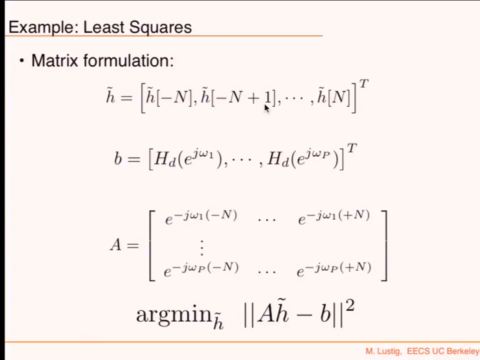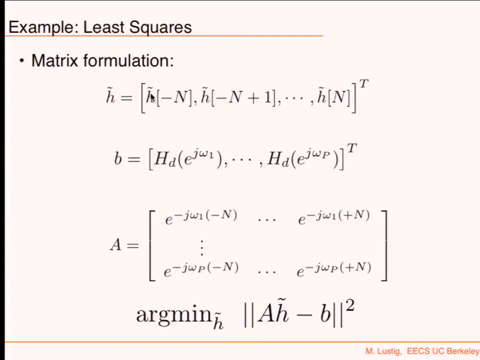So on both sides, it starts from h tilde of minus n, right? Because we're designing a non-causal filter first, all the way to h tilde of n. These are just unknowns, those we want to find. And we have m plus 1 number of unknown variables.